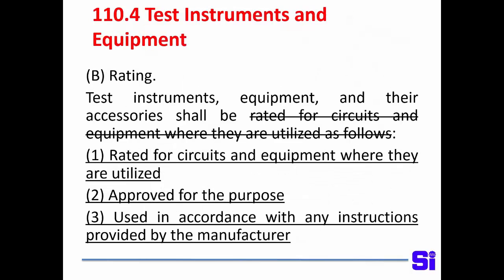Test instruments and equipment in 110.4. We struck "rated for circuits and equipment," and we added some things into a list format. Now, it still says rated for circuits and equipment where they are utilized, but then it says it has to be approved for the purpose, used in accordance with any instructions provided by the manufacturer.